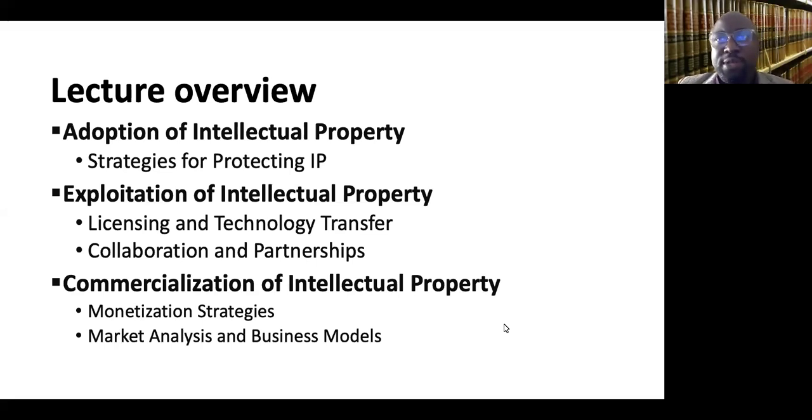exploitation of intellectual property. Here I'm going to focus on how to leverage IP assets through licensing, technology transfer, and strategic partnership. I would explore the dynamics of licensing agreements and technology transfer processes. I will also touch upon IP infringements, remedies for IP infringements, and more importantly, IP defenses.